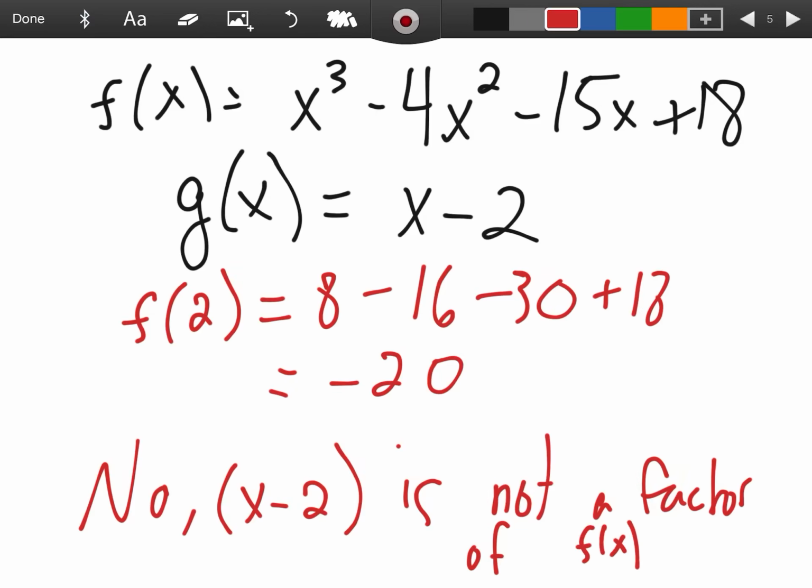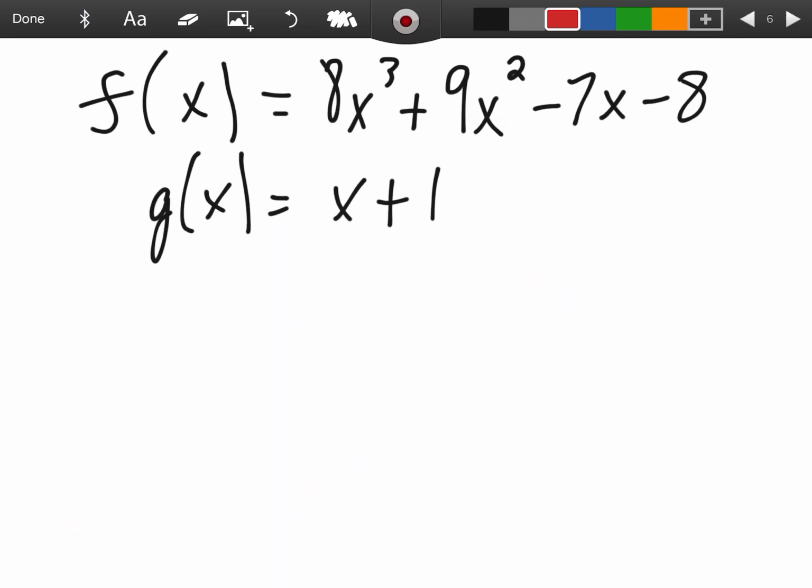We would need to get out 0. Because if I were to do this division out, I would get a remainder of negative 20. We don't want a remainder. We want a remainder of 0.